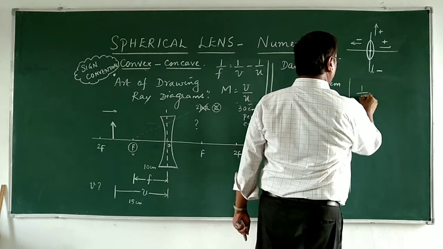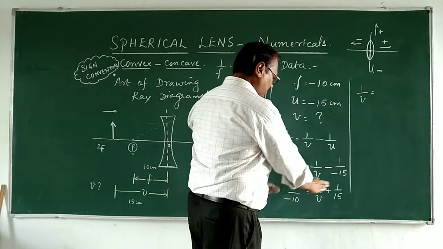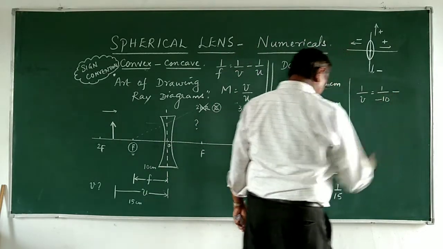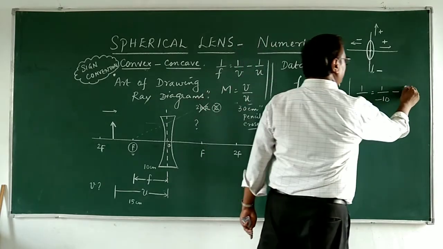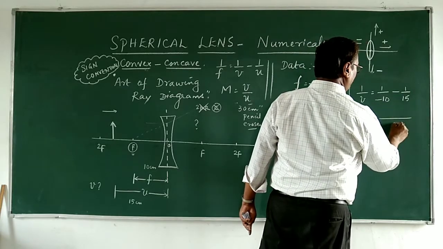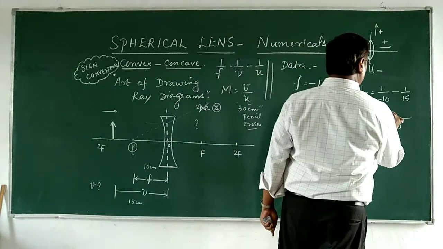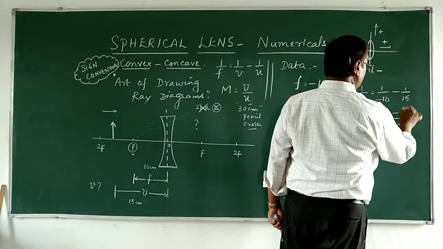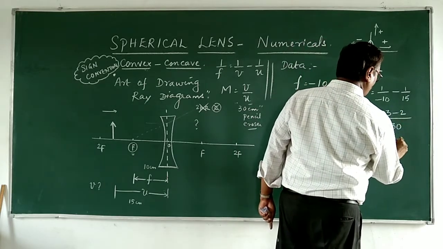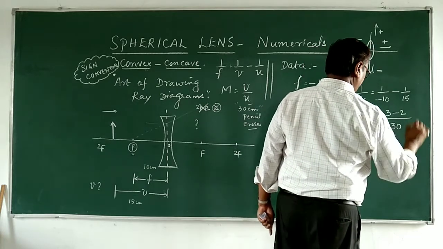So 1 upon v is equal to, I am retaining it this side only. I am shifting this side: 1 upon minus 10 minus, here it is plus, it comes this side, minus 1 upon 15. As usual, we know the common denominator is 30. And this will go 3 times, so minus 3 minus, this will go 2 times, that is 1 upon v. That is going to be minus 5 upon 30, which is equal to 1 upon v.